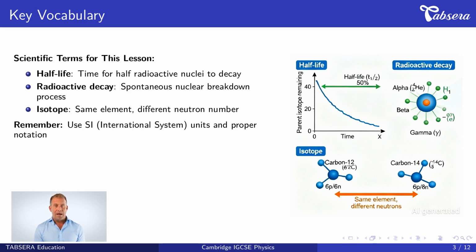Second, radioactive decay, which means the spontaneous breakdown of unstable atomic nuclei, releasing radiation and transforming into different elements. This process cannot be controlled or stopped. Third, isotope, which means atoms of the same element that have identical numbers of protons but different numbers of neutrons in their nuclei. Understanding these terms precisely is crucial for mastering nuclear physics concepts.